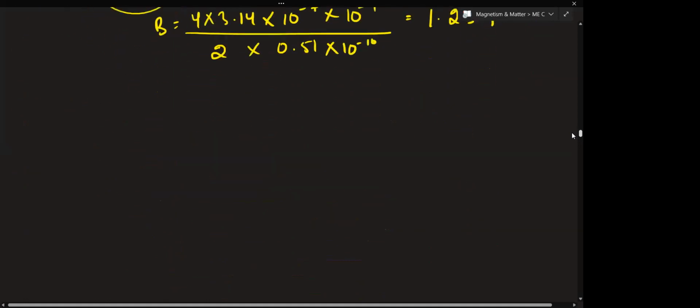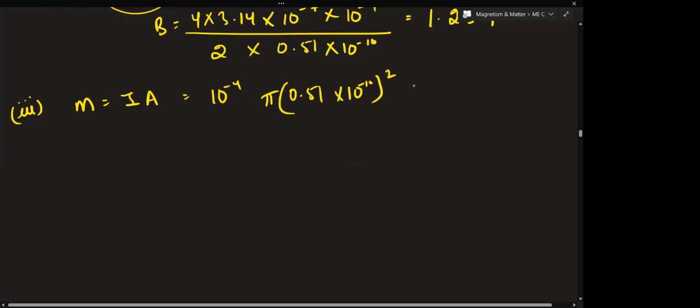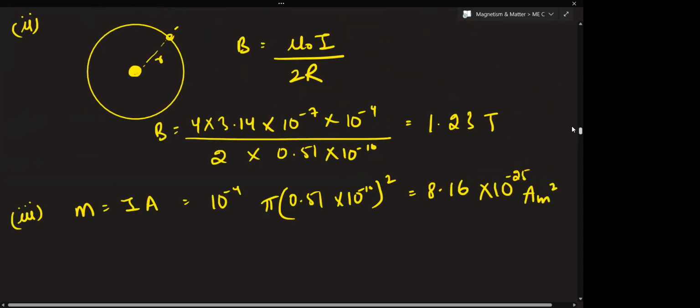Please revise all these formulas, otherwise simple questions you won't be able to solve. So magnetic moment, this is what? Current into area. Current is 10 to the power minus 4. Area is pi r square. Square of this. So when you solve it, it will be 8.16 into 10 to the power minus 25 ampere meter square.